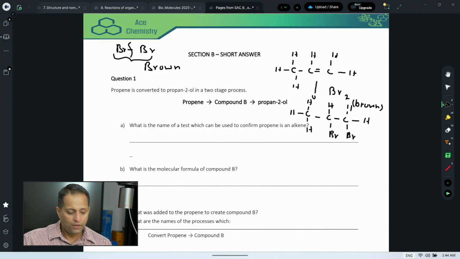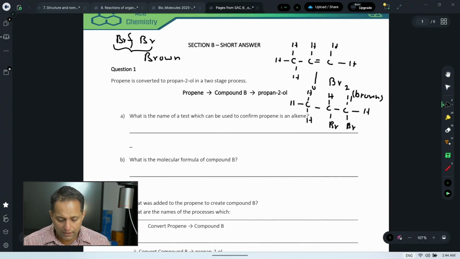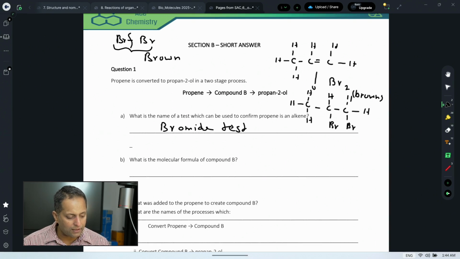We will go through this test in detail later. All right, the next question. So we covered that. This is the bromine test, not the bromide test. Then what do you have to say? When you add bromine into an alkene, the color of the bromine changes from brown to colorless.